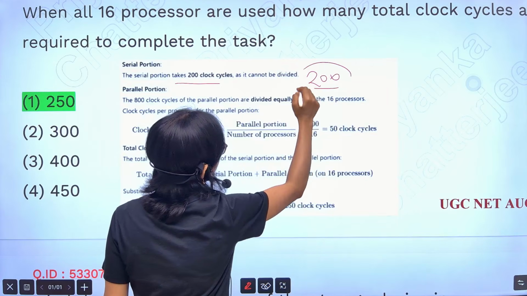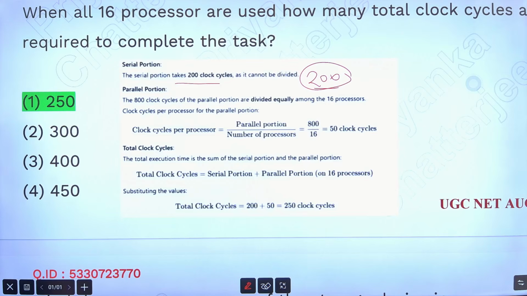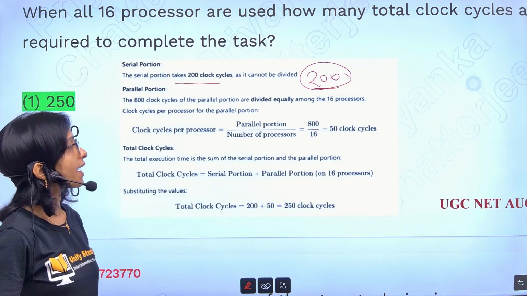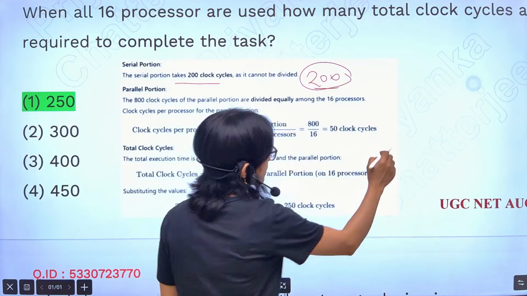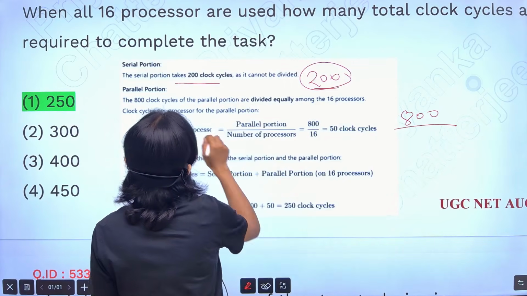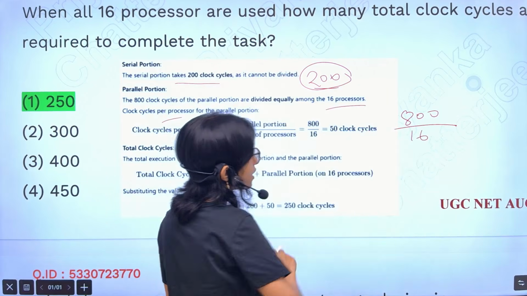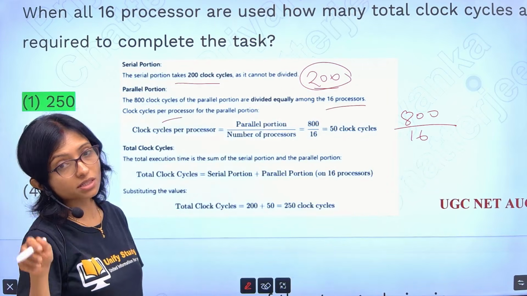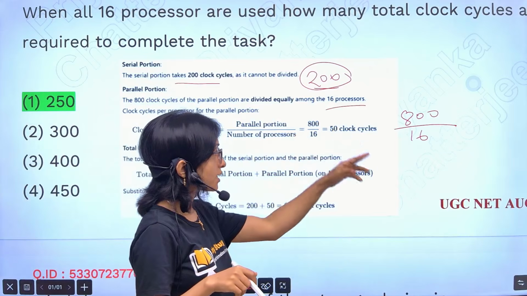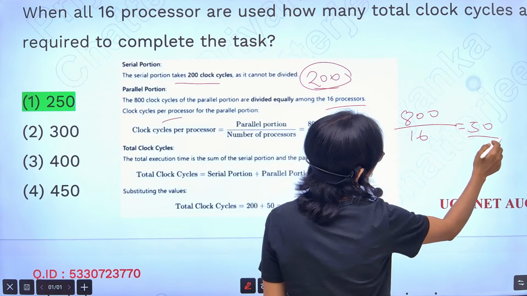Serial 200 clock cycles I cannot divide because it is direct. But the remaining parallel portion is 800. So the parallel portion is 800 and the total 16 processors were working in parallel. That means here the workload is distributed. So that's why the clock cycles required here will be 800 by 16, that means 50.